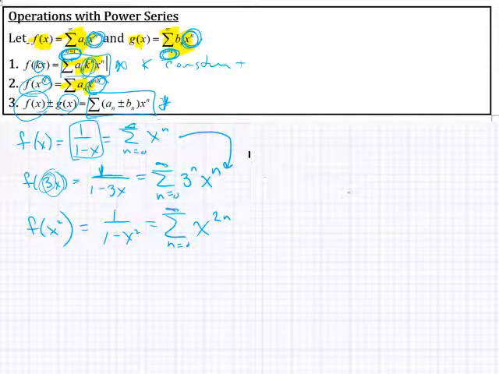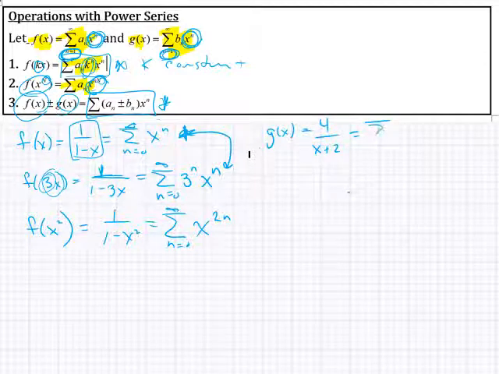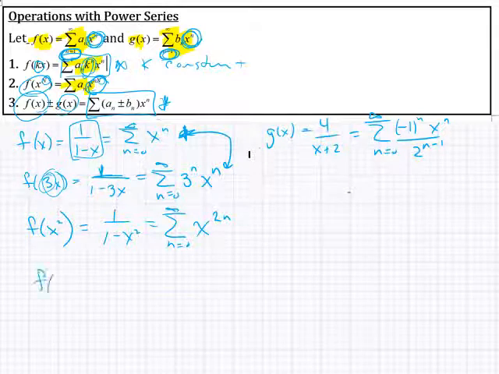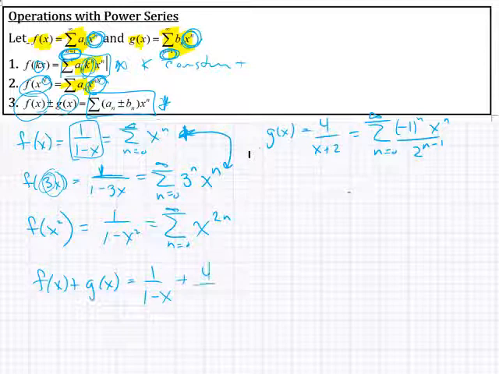So if I look at, say, this example here, 1 over 1 minus x equals the sum of x to the n. And we had another one, let's say, what was it? It was 4 over x plus 2. And that was equal to the sum of n equals 0 to infinity of negative 1 to the n, x to the n over 2 to the n minus 1. If I look at that one, and let's say I wanted to do f of x plus g of x. Well, for the functions, that would be 1 over 1 minus x plus 4 over x plus 2. And I could add those two together.